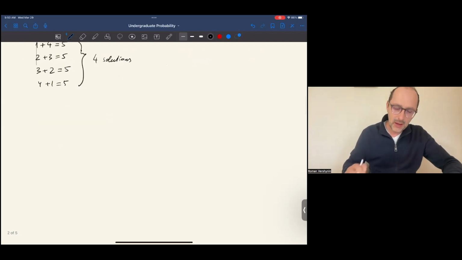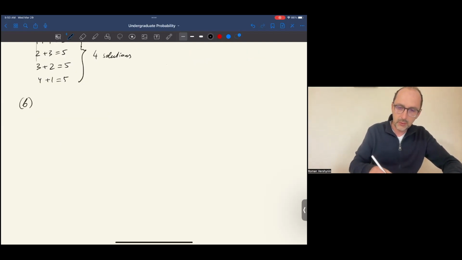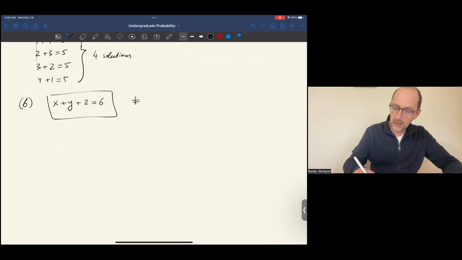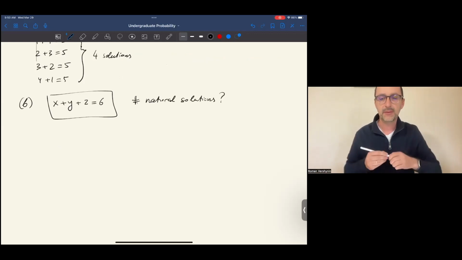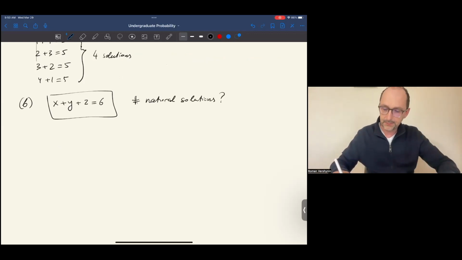But that was too easy. How about this equation? What about x plus y plus z equals, let's say, 6? How many natural solutions does this equation have? For instance, 2 plus 3 plus 1 is one of them.